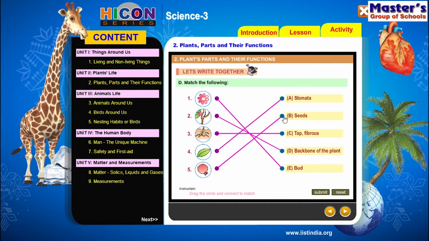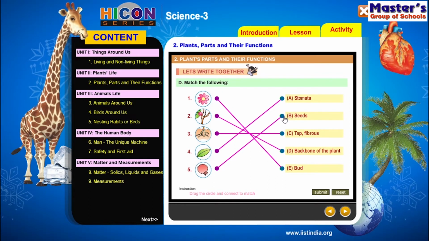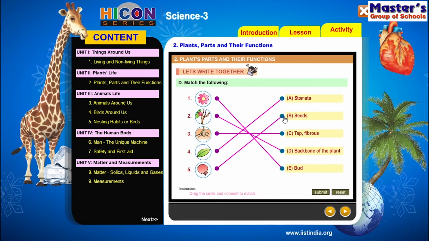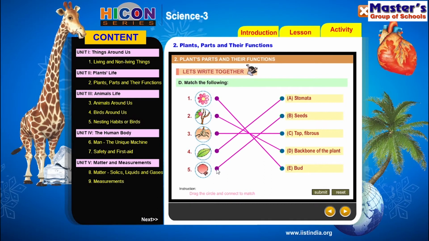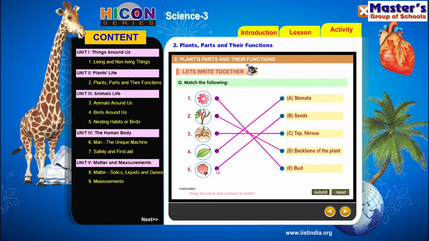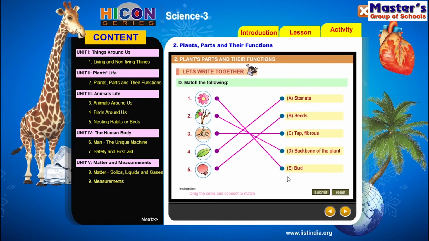The third picture represents root system. That's why tap and fibrous root. The fourth picture represents leaves, and leaves have stomata. The fifth one represents fruit, pomegranate fruit, and every fruit contains seeds. Fruit gives seeds. So this is the correct matching. Children, note down this matching in your notebook and practice at your house.